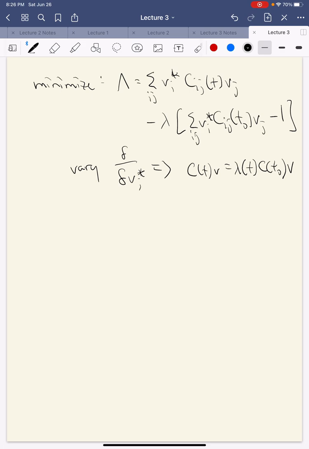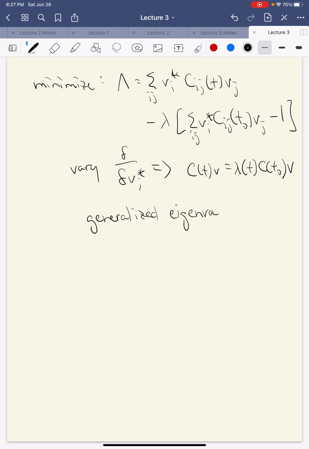Okay, so I've now suppressed the indices. So the C is a matrix with indices suppressed. V is a vector. Lambda now depends on t, because you'll have a different value for lambda depending on what value of t you have in here. And then we have our matrix C of t naught times v. And this is a generalized eigenvalue problem.